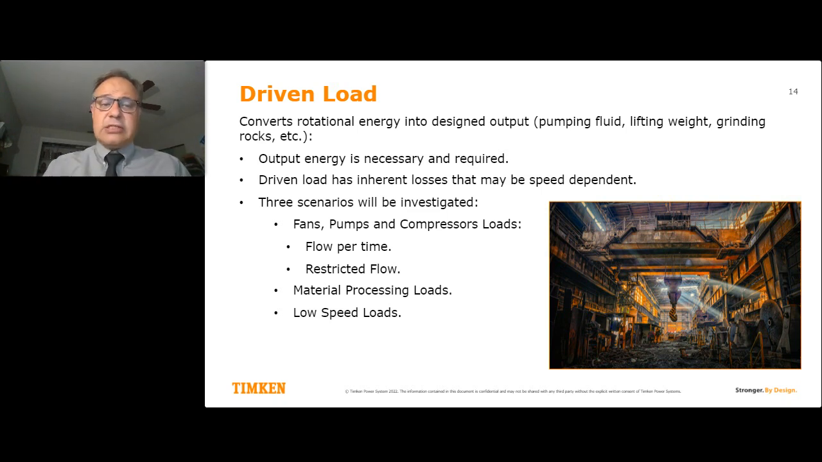Now, the driven load has inherent losses that might be speed dependent, and I'm going to address that in the different cases. We're going to do three scenarios, which I call fan, pump, and compressor loads, with two different scenarios for them, a flow per time and a restrictive flow. My two other scenarios would be a material processing load and low speed loads. And I'll define all of them as we go along.